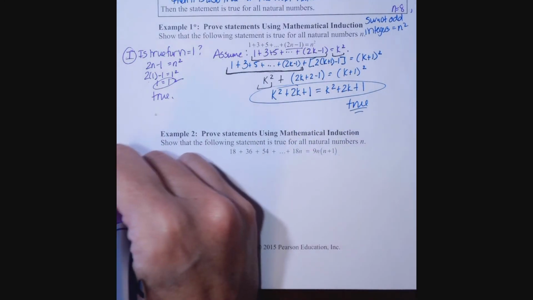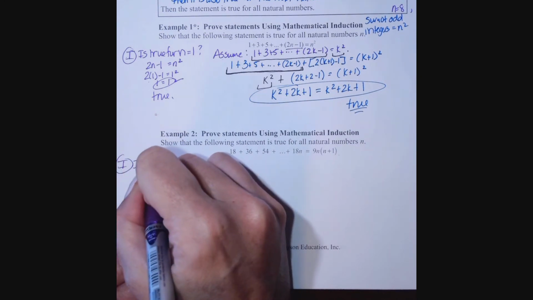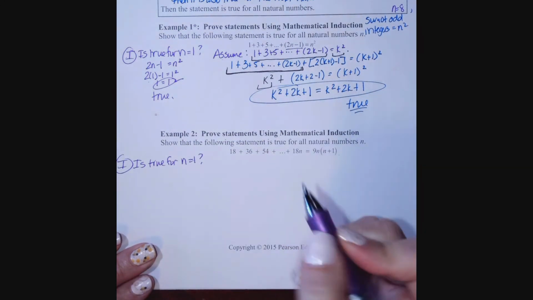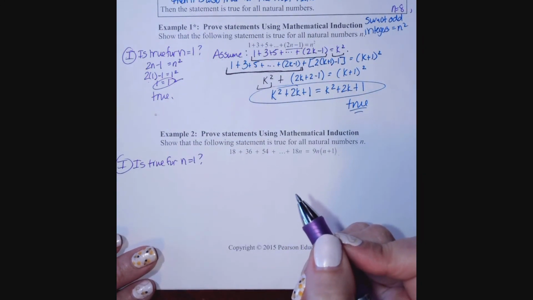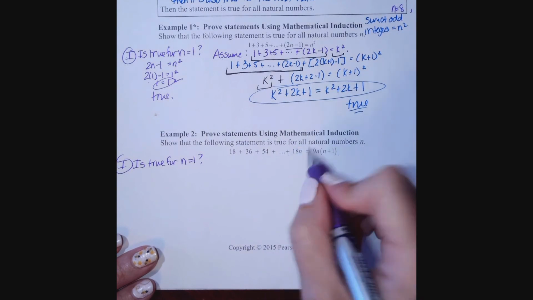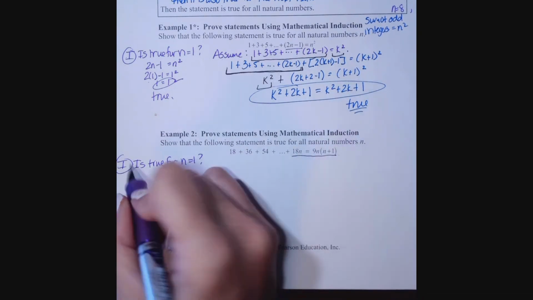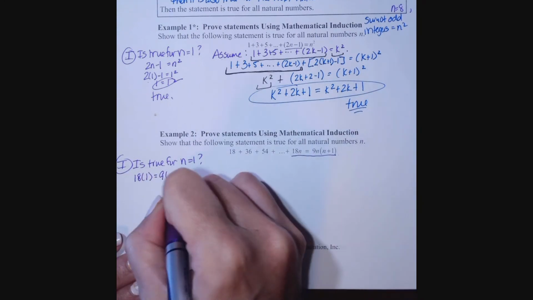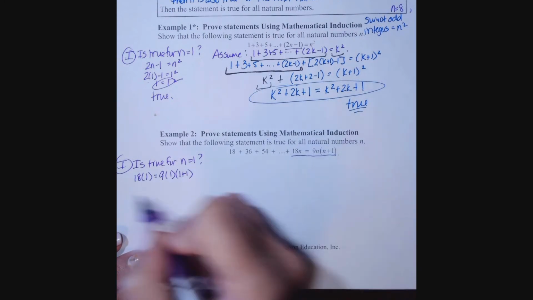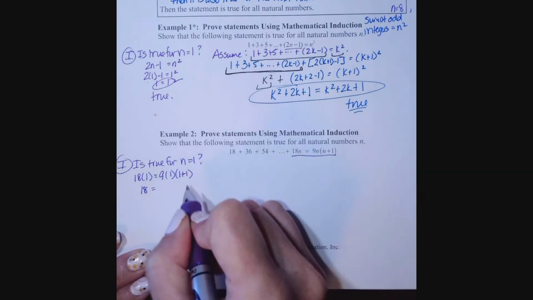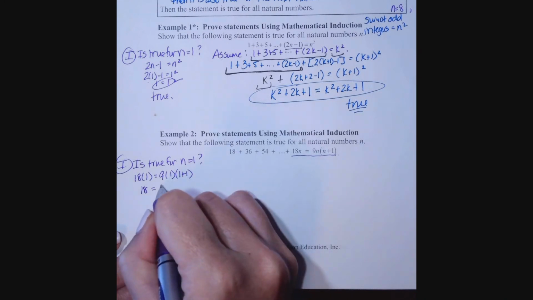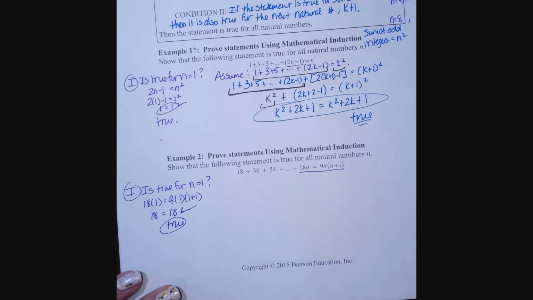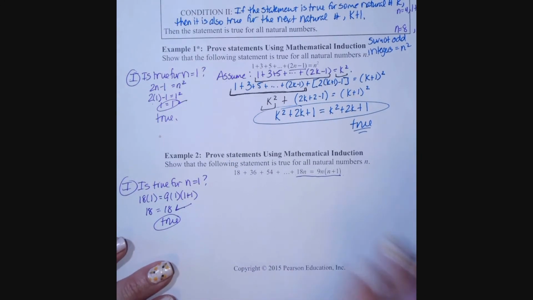Our first condition, we need to check to see, is it true for n equals 1? Well, if it's true for n equals 1, then this piece is going to be true for n equals 1. So we would have 18 times 1 equal to 9 times 1 times 1 plus 1. 18 times 1 is 18. This is 9 times 1 times 2. That is also 18. So our first condition holds. Our first condition is true, and we can move on to our second condition.